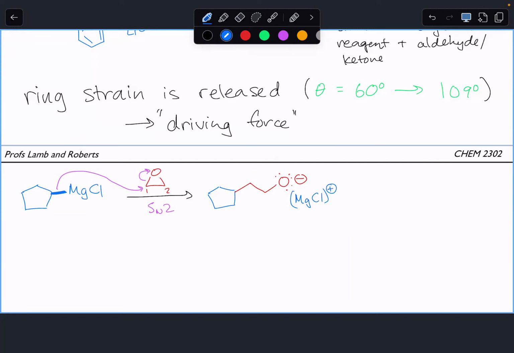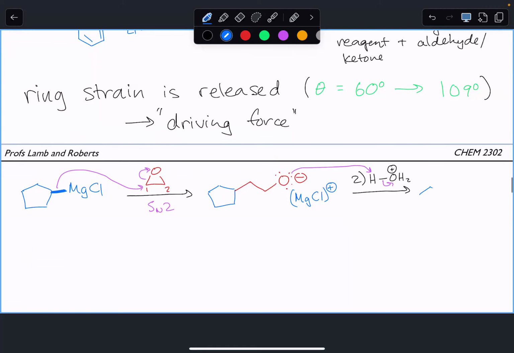So now, just to get our alcohol, we just need to quench the charge by doing an acidic workup. So again, important to write that this is a second step. Second step, very important. Just add in a little bit of acid, and then that alkoxide will grab the proton to make our alcohol.